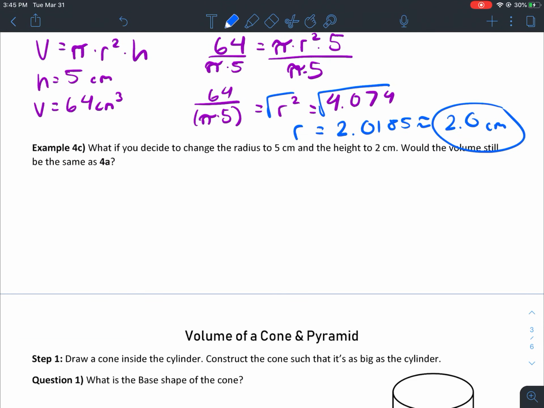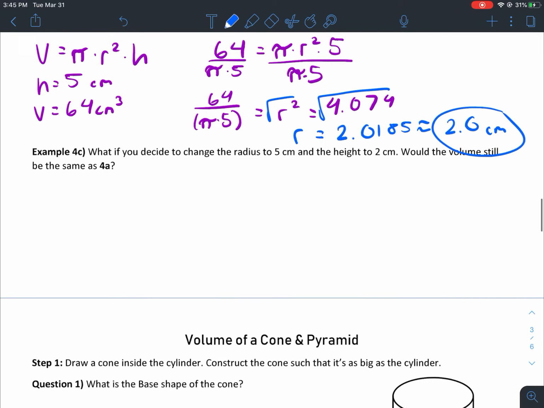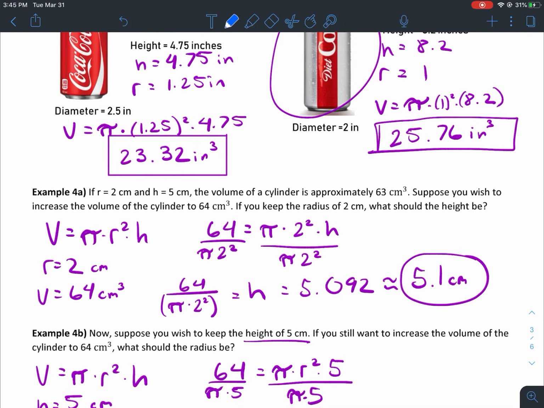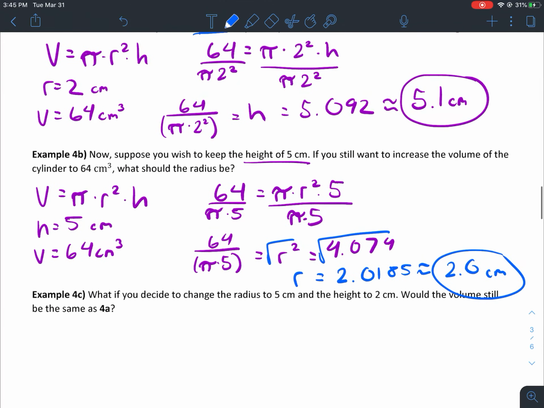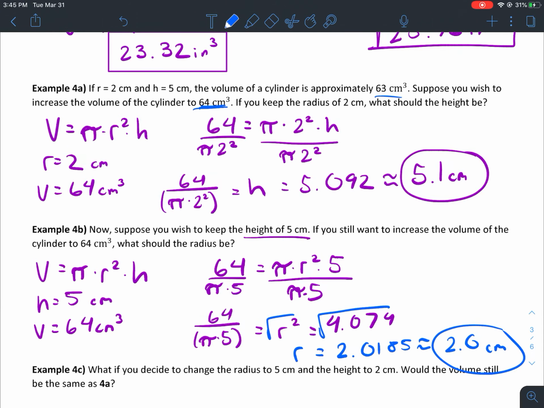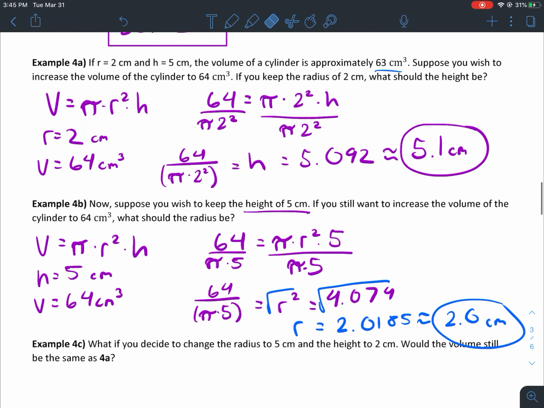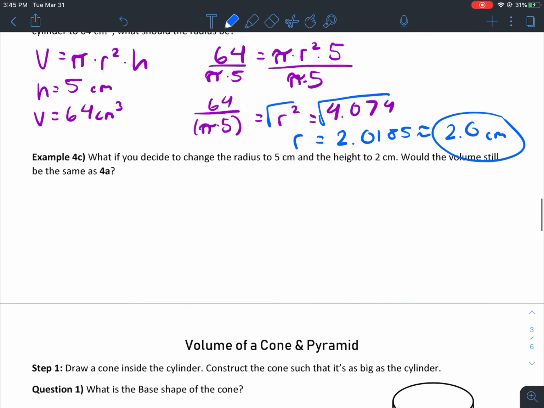All right, so for the last question, it says, what if you decide to change the radius to 5 centimeters and the height to 2 centimeters? Would the volume be the same as 4A? So if you recall, in 4A, our volume was 63. That's what they're referring to there. So we started out with a cylinder with a volume of approximately 63. Is this going to be equal to 63 centimeters cubed? I want you to go ahead and answer the question, see what you get.